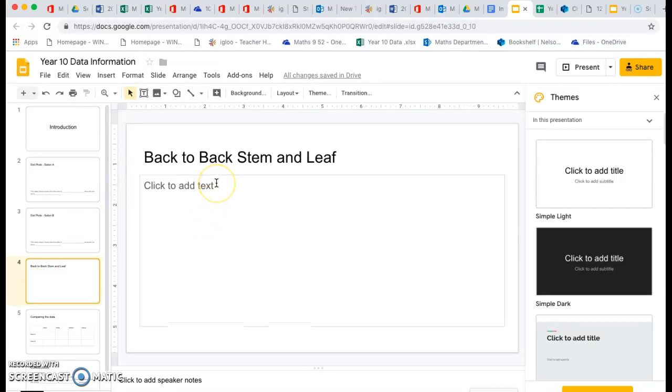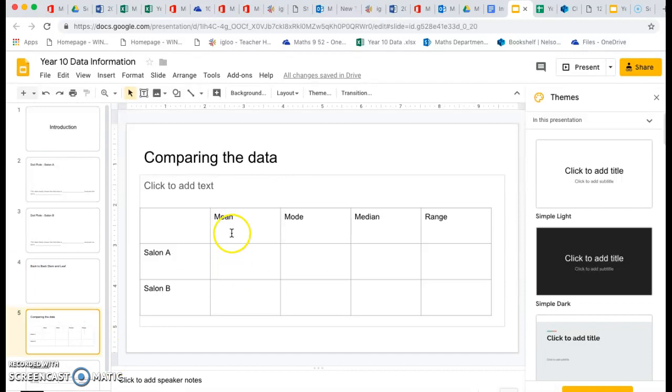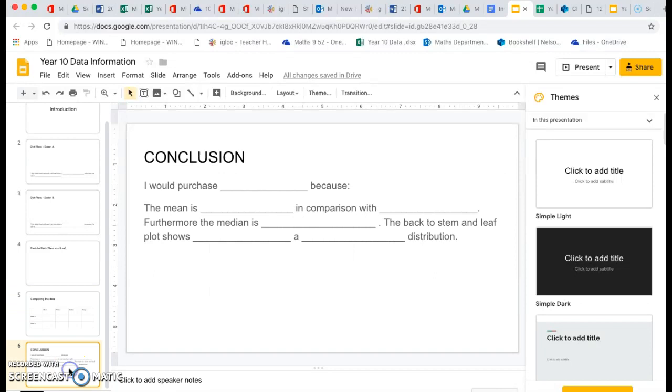The back-to-back stem and leaf plot. You might like to draw it in your book, take a photo and upload it here. I've set out a table for you to compare the data. So the mean for Salon A, etcetera. Your conclusion, and I have just started.